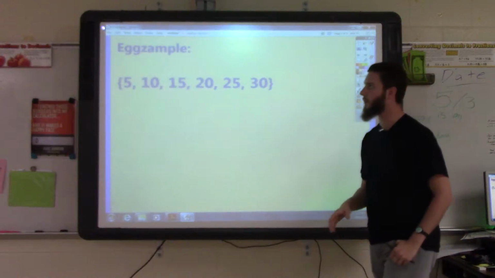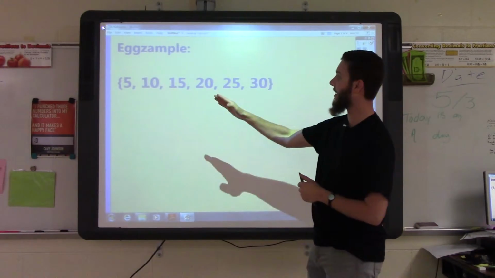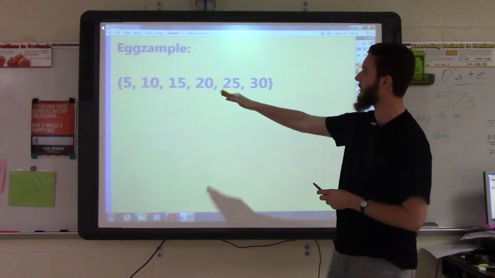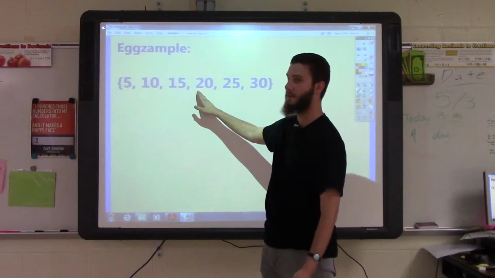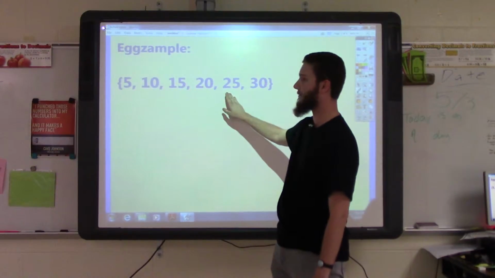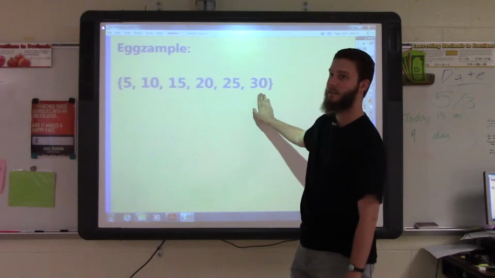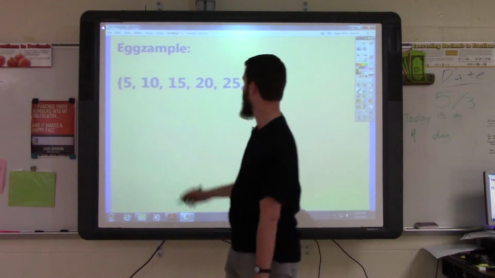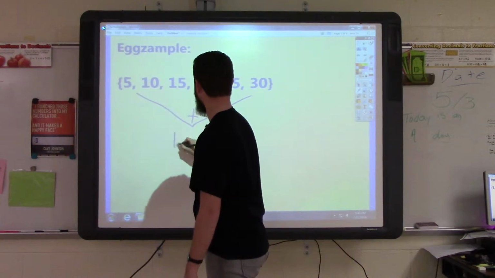What we're going to do, step 1, is add them all together. 5 plus 10, that's 15. 15 plus 15, that's going to give me 30. 30 plus 20, that's 50. 50 plus 25, that's 75. 75 plus 30, that's going to give me 105. We take all those numbers, add them together, gives me 105.